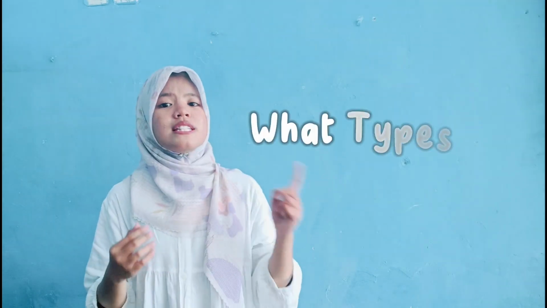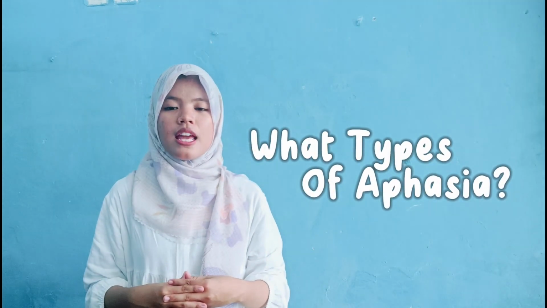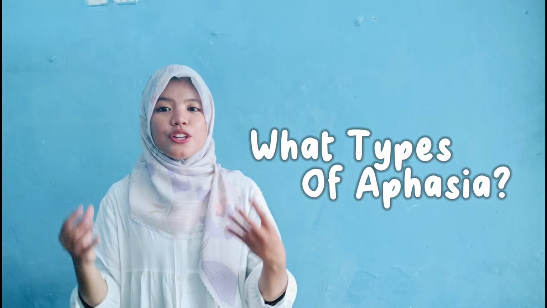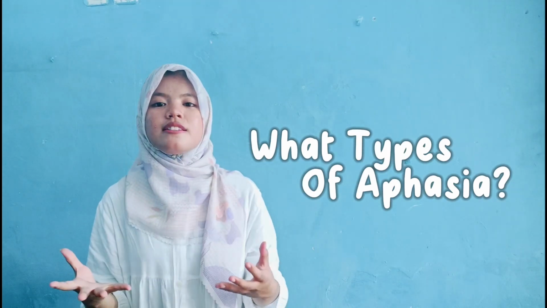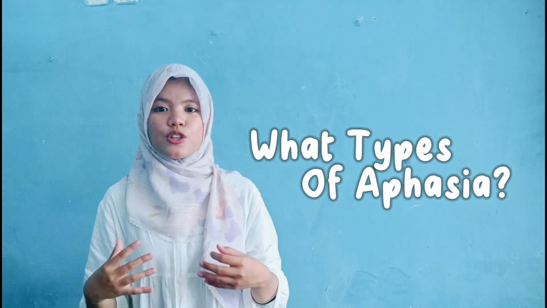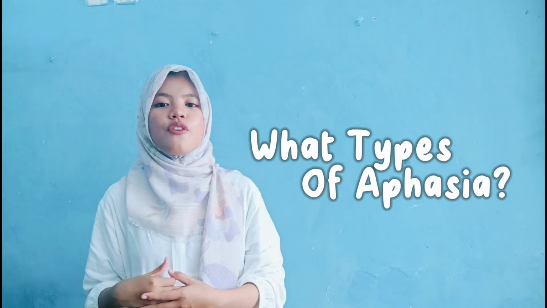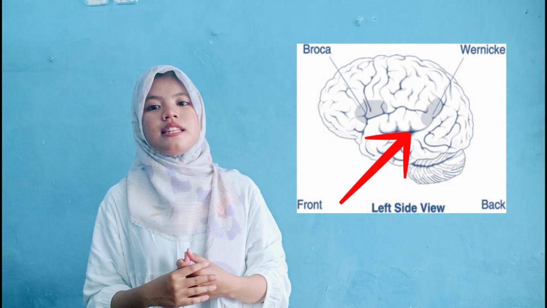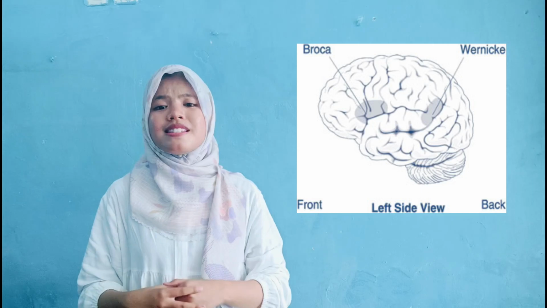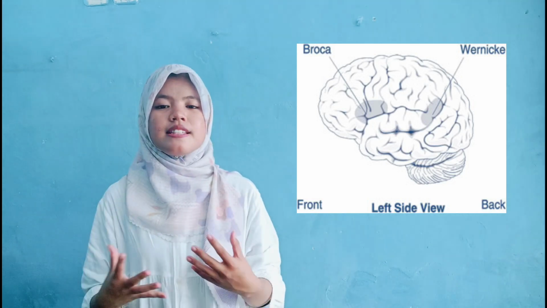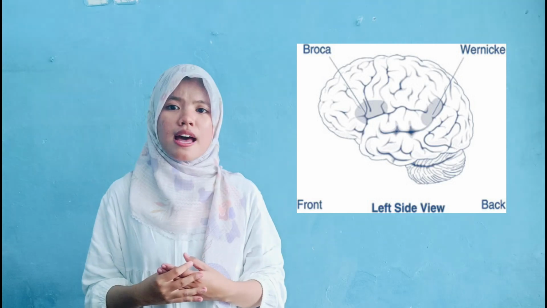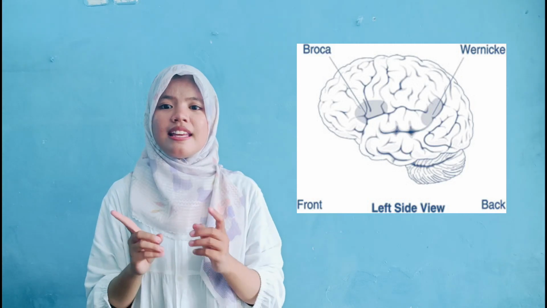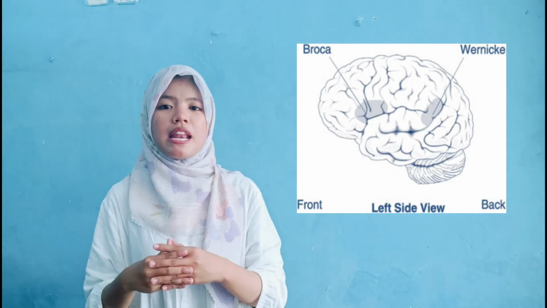And then, what types of aphasia are there? There are two broad categories of aphasia, fluent and non-fluent, and there are several types within these groups. Damage to the temporal lobe of the brain may result in Wernicke's aphasia. You can see the picture here. It is the most common type of fluent aphasia. People with Wernicke's aphasia may speak in long, complete sentences that have no meaning, adding unnecessary words and even made-up words.